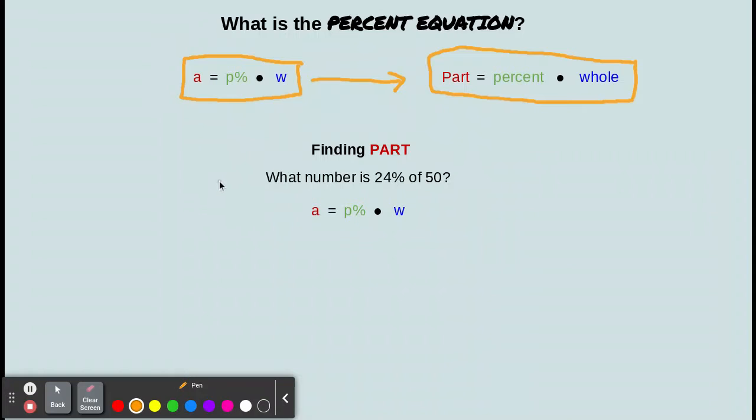So for instance, if we're given this question here, what number is 24% of 50? They are asking us to find the part, and they have given us the percent and the whole. So we simply just plug it into our percent equation. We know we're looking for the part. We know they gave us the percent, 24%, and they gave us the whole. But in order for us to complete this and solve for the part, we need to change that 24% either into a fraction or into a decimal.